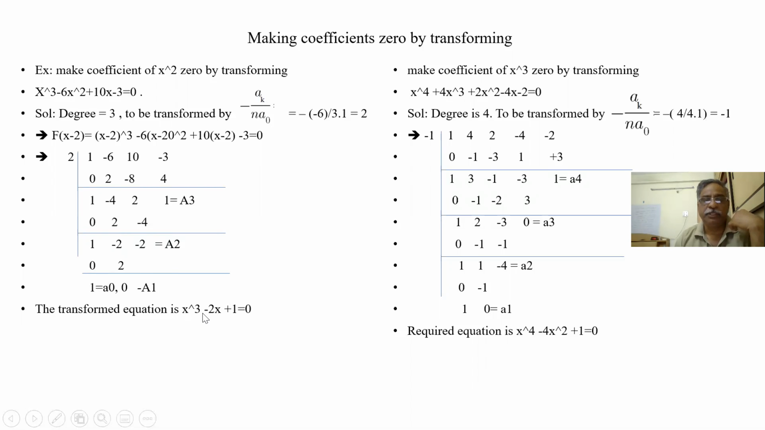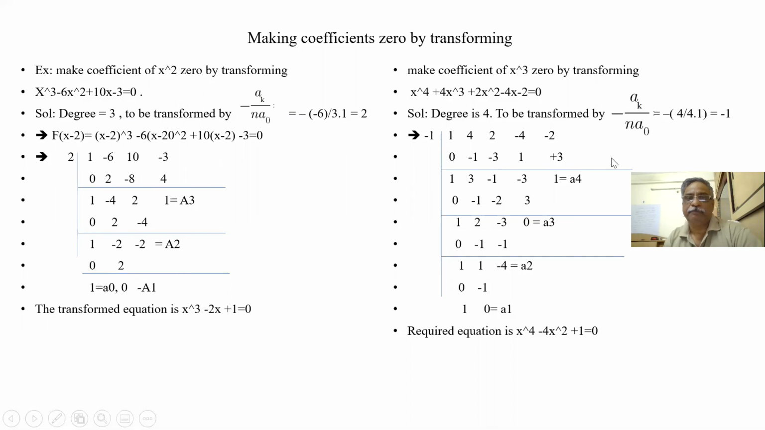But here you see the x square term becomes 0. This is what is asked. You want the x square coefficient to be 0. X square coefficient became 0. How did it become 0? When I am selecting the transformation by minus ak by n a0. So ak is -6, n is 3, a0 is 1. So I am getting 2 here. So when I am dividing by 2, I am getting x is equal to 2. X minus 2, x is equal to 2. So when dividing by this factor x minus 2, I am getting the coefficients.